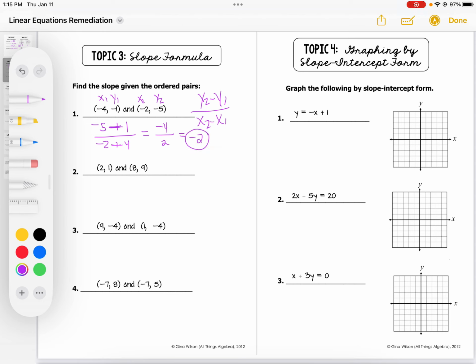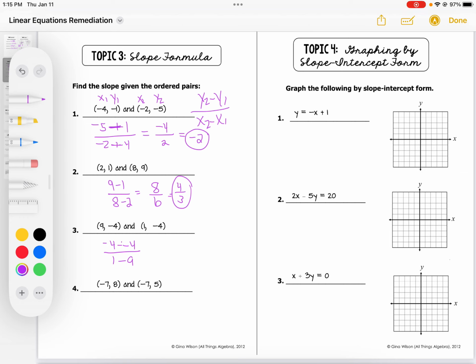For number 2, 9 minus 1 over 8 minus 2. 9 minus 1 is 8. 8 minus 2 is 6. Always simplify your fractions. 8 over 6, you can divide 8 by 2 and 6 by 2 and get 4/3 as your final answer. Number 3, -4 minus -4 over 1 minus 9.